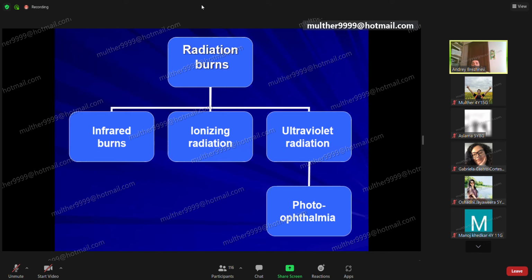In addition to the chemical, there exists a group of radiation burns caused by infrared radiation, ionizing radiation, ultraviolet radiation, which cause photophthalmia. Infrared burns are usually of little consequence and produce only temporary lid edema and erythema, hemorrhage, hyperemia, but little or no damage to the globe. Chronic exposure to infrared light is seen in glass blowers and metal furnace stokers.